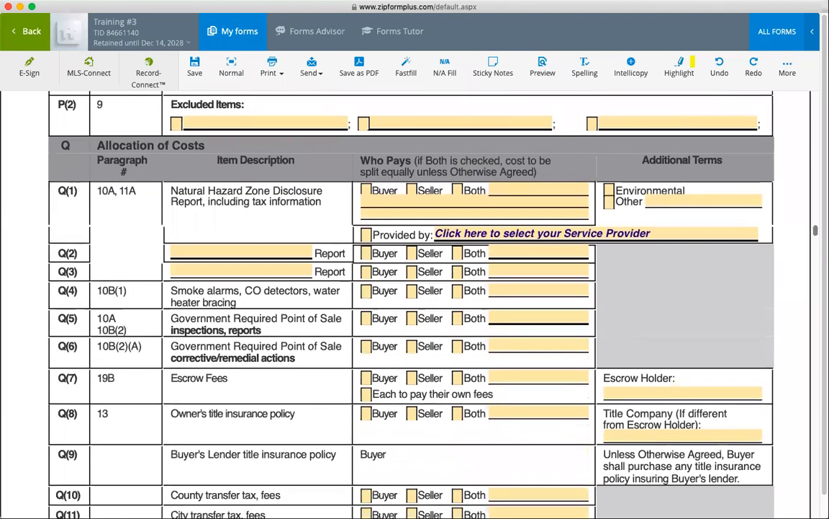Allocation of costs. So now we have the item described, who's going to pay for it, and any additional terms. So the NHD can be paid. It's an obligation of the seller to deliver it, but it can be paid for by the buyer or seller, but typically it's paid by the seller. And then other reports that you could name here.